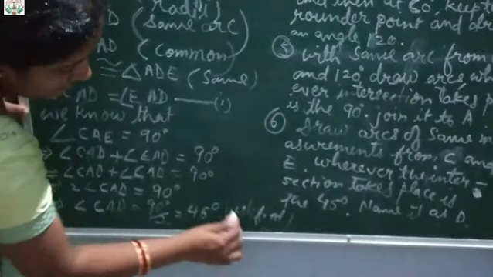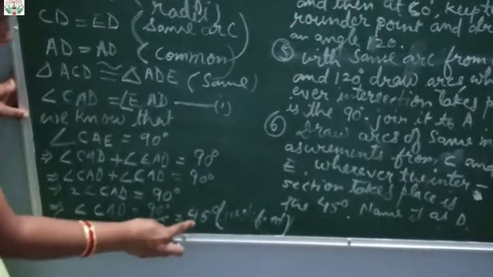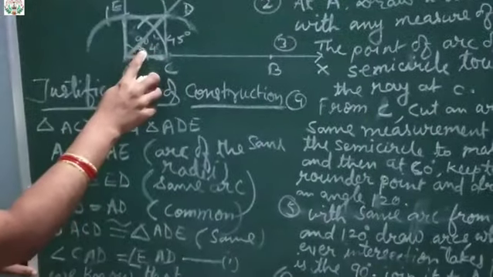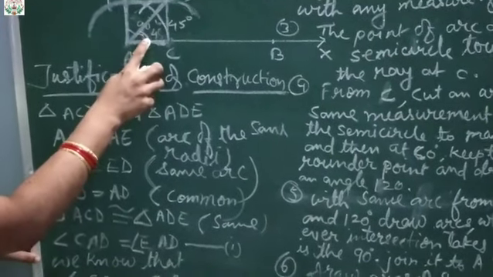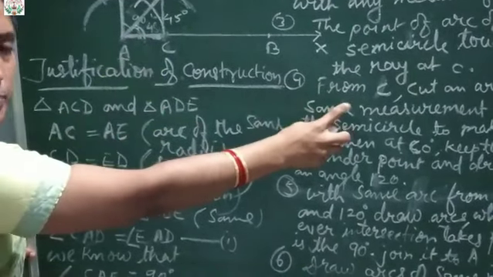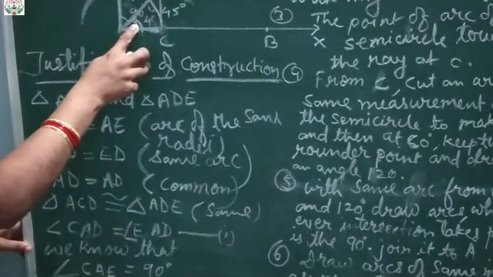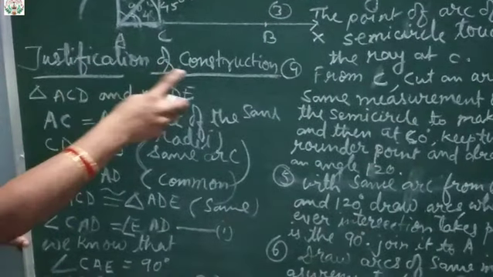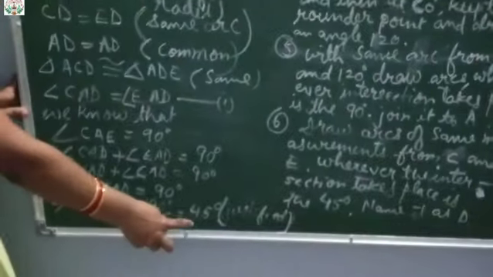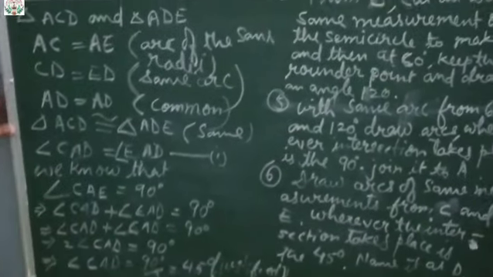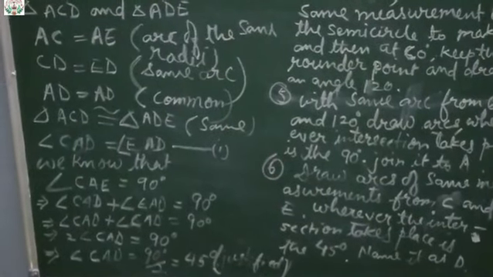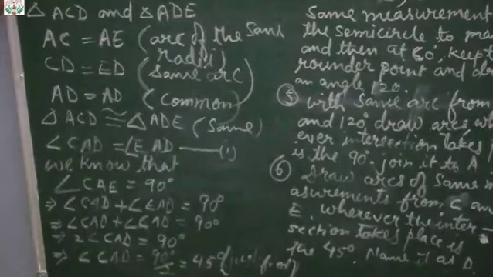Justified. Got it? This angle is 45. By construction we have shown that this is 45 degrees. Step of construction also we have shown this is 45. And justification of construction we have shown how it is 45 degrees. Clear to you, children? Okay. Copy down in your maths copy.